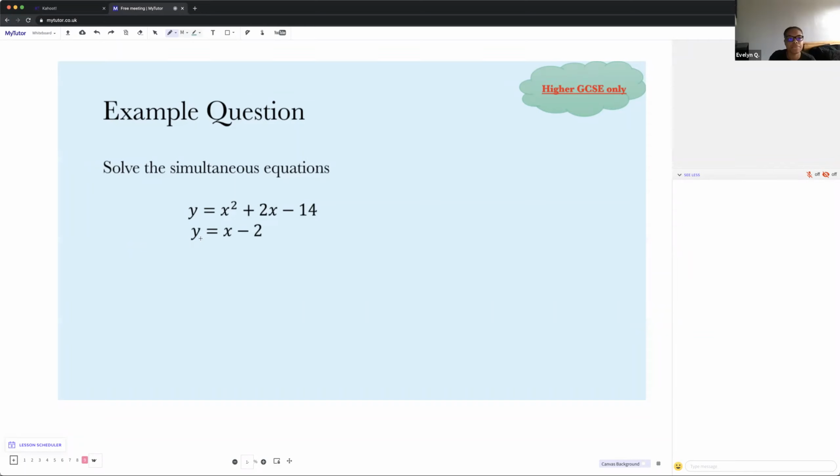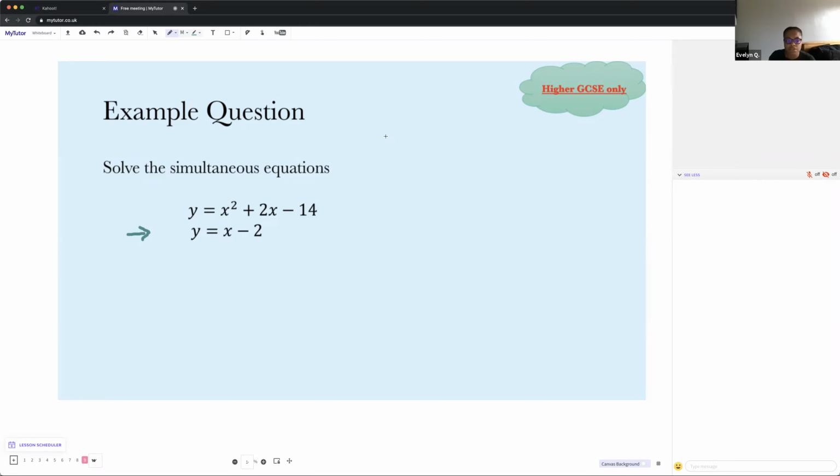Now, if we have a look at our linear equation, which is this bottom one, it's already got y as the subject of the equation. What I mean by the subject of the equation is that y equals, and then everything else is on the right-hand side of that equal sign. Now, because y is the subject, I can now substitute this into the first equation.